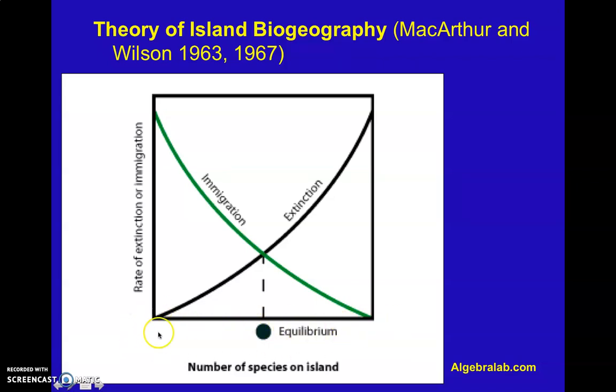The axis, again, 0 species on an island up to the full species pool on the island is going to influence the immigration rate, right? Which is going to gradually go down the more species are on that island.